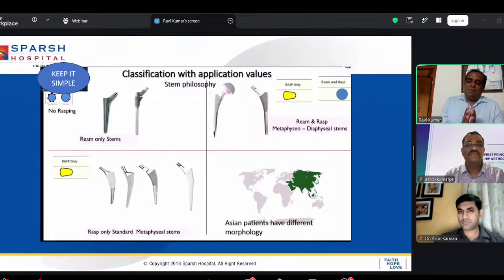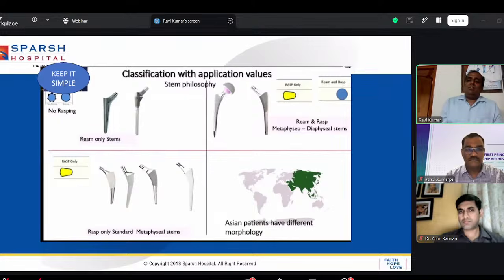Sir always tells us to keep it simple. How to simplify this classification? So there are ream-only stems, like the Wagner stem. They are diaphyseal engaging stems. There are some stems which are ream and rasp stems, the metaphyseal diaphyseal fixation stems. There are rasp-only stems, metaphyseal stems like the Accolade stems, proximal fitting stems.